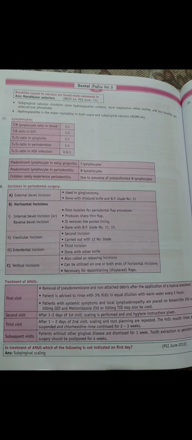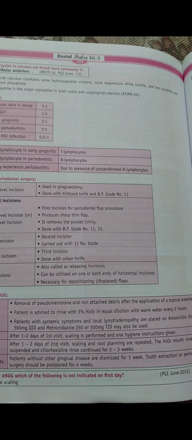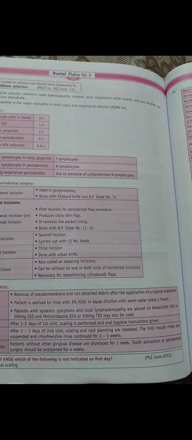In the second visit, after 1 to 2 days, you recall the patient and scaling is performed. Oral hygiene instructions need to be given, because maintaining oral hygiene is very important. In the third visit, after 1 to 2 days, scaling and root planing is repeated, and the hydrogen peroxide rinses are suspended and chlorhexidine rinses continued. Up to the third visit, about 3 to 4 days, hydrogen peroxide rinses are suggested. After that, it's chlorhexidine rinses for about 2 to 3 weeks.